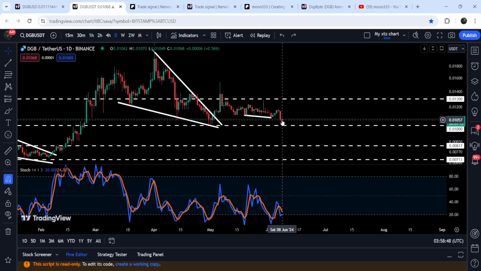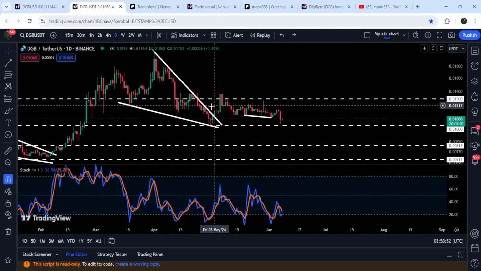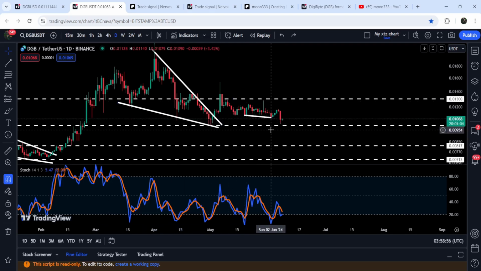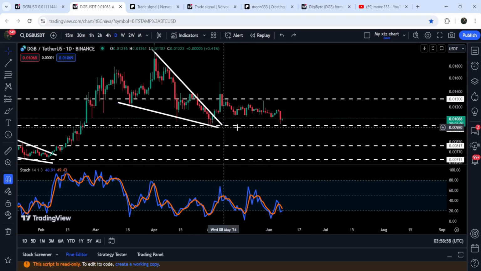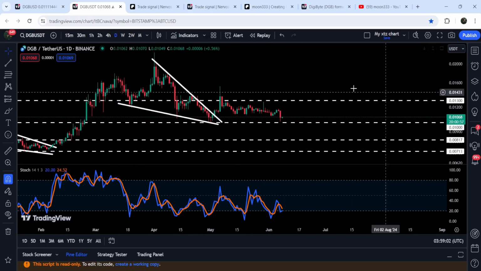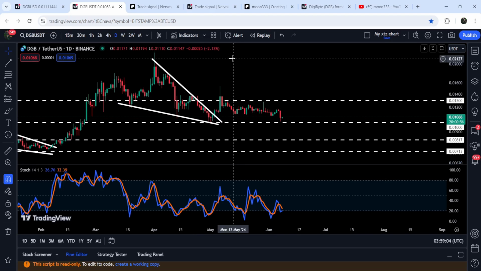And if this 1 cent support is broken down, then this breakout from this falling wedge pattern will be invalidated, because this is the recent swing low before breaking out of this falling wedge pattern. By the way, the technical target for the breakout from this falling wedge pattern is here at the top of the wedge. That is approximately 2.1 cents.